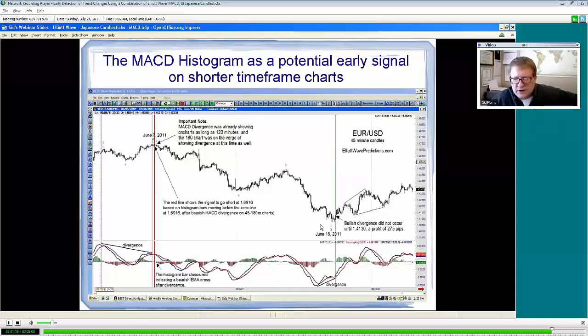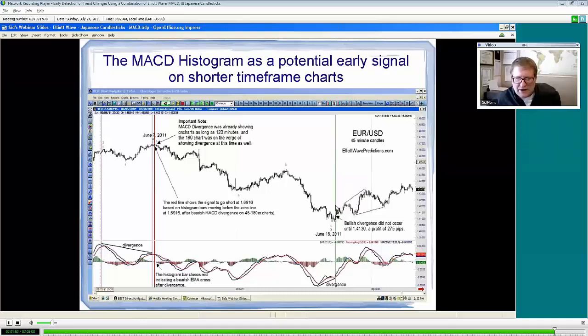There's a 45-minute divergence. Once this kept going lower but MACD couldn't, we saw a green histogram bar right there, and we've got a bullish engulfing candle. That would have been the first divergence signal of 45 minutes or greater that was available anywhere along here, and it would have produced a 275 pip profit in a day and a half, something like that.